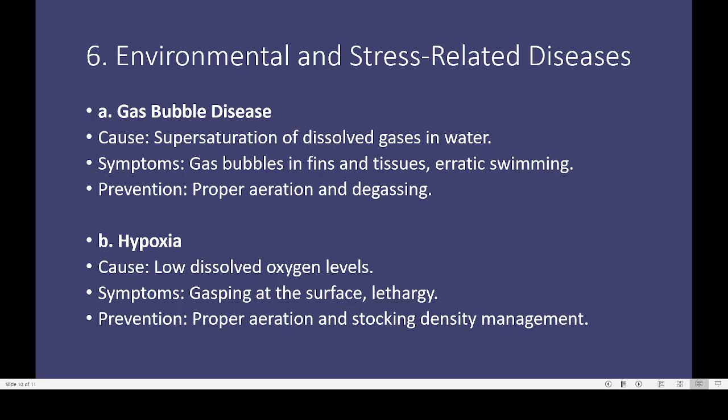Then another is hypoxia. Hypoxia is caused by a low dissolved oxygen level. Hypo means low, and oxygen means oxygen. So very little oxygen is present in the water. That is known as hypoxia. Symptoms are gasping at the surface. Fish may not be able to breathe properly, and there will be lethargy. If such a situation is observed, we can give more oxygenation or more aeration of the water.